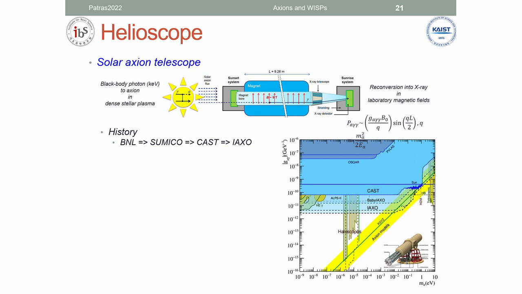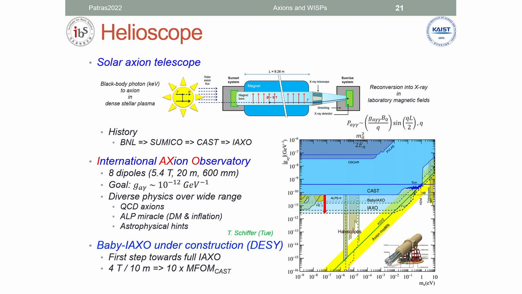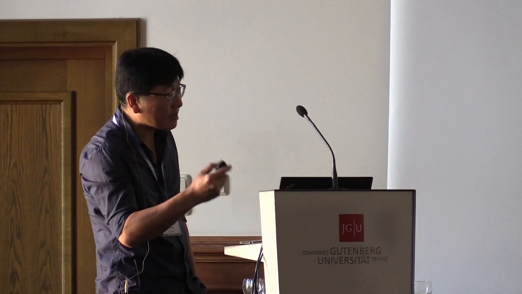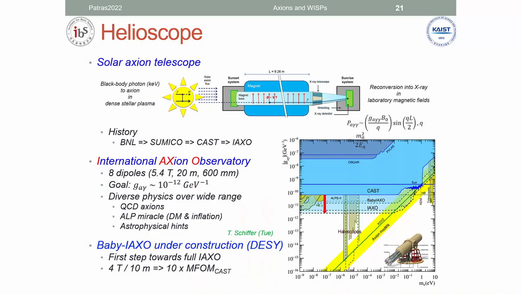Now IAXO is taking over this business. So IAXO plans to use 8 dipoles, very strong ones, with very large aperture. The goal is basically to enhance the coupling sensitivity by at least one order of magnitude. So this machine will probe the diversity of physics over a very wide range. And nowadays, BabyIAXO, the small prototype version of the full scale, is under construction at DESY. This is the first step forward to the full IAXO.